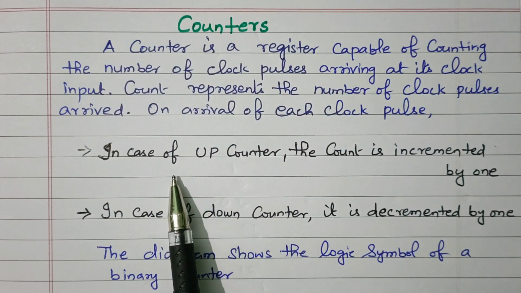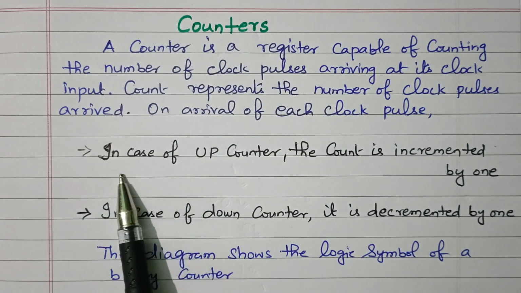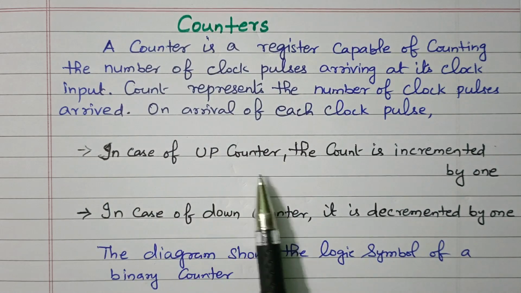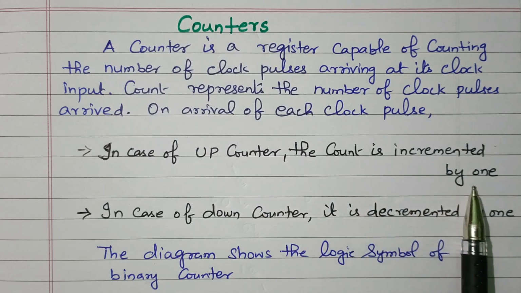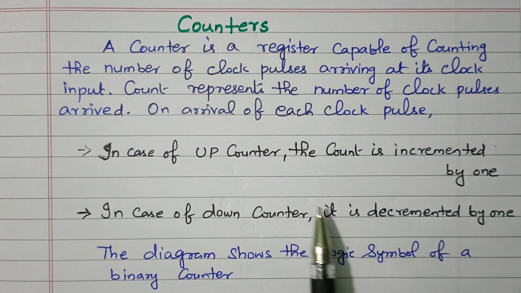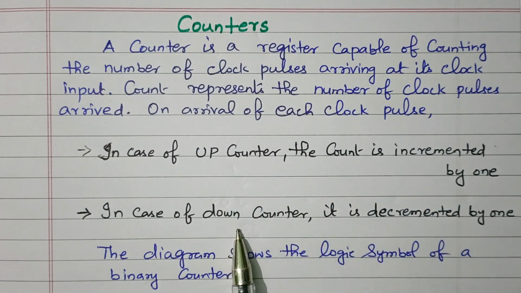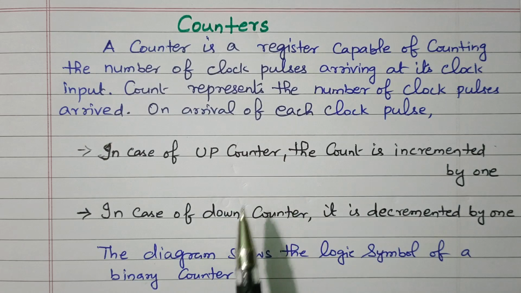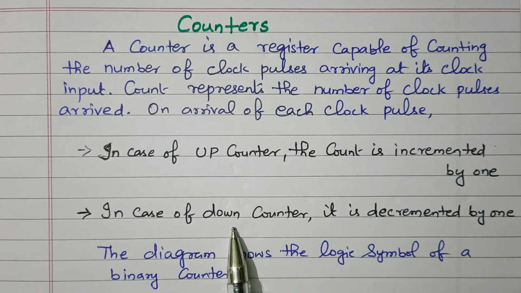In that, two types are available, up counter and down counter. In case of an up counter, the count is incremented by 1. In case of a down counter, it is decremented by 1. Both are available: up counter, starting from 0, 1, 2, and down counter, going from the maximum number to the minimum number. It's called a down counter, right?